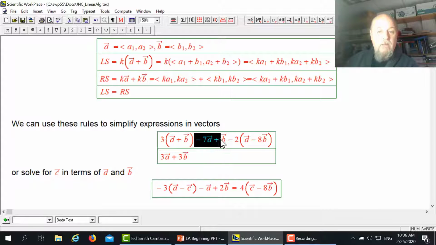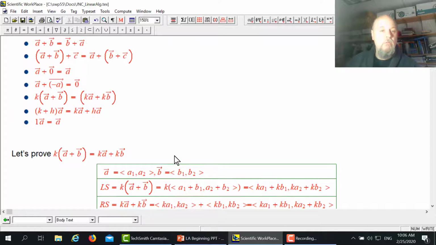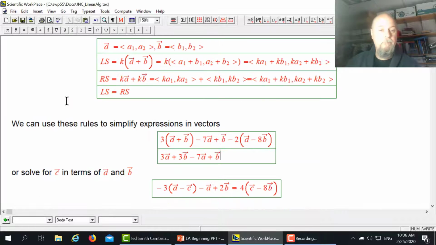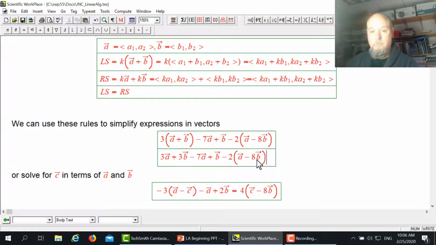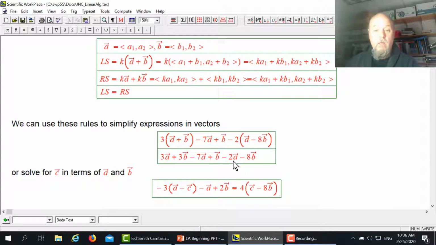I still have this minus 7a and 7b. I'm just keeping that. What rule did I use here? Well, I'm distributing a scalar across a bracket. I'm leaving this piece the same. I'm going to use the same rule and distribute this minus 2 across the bracket. Minus 2 times minus 8 plus 16.